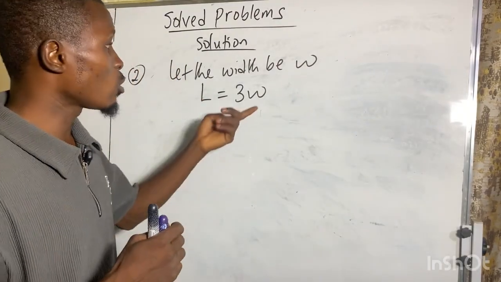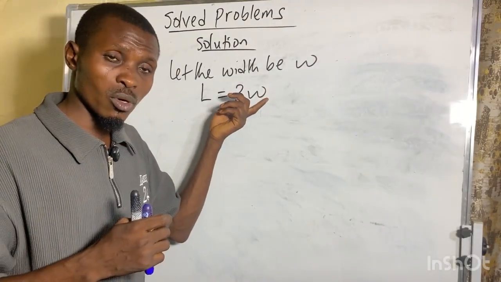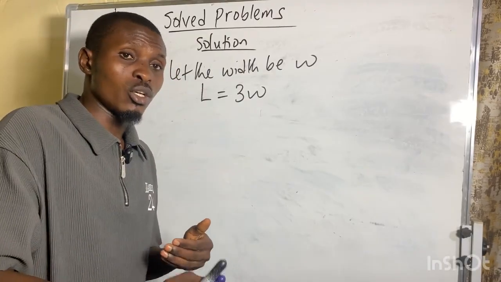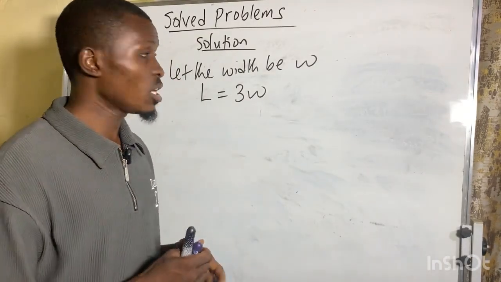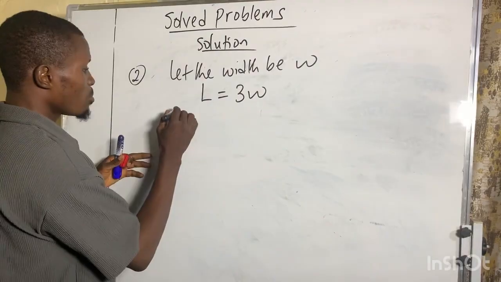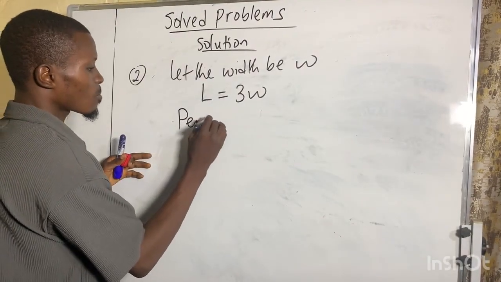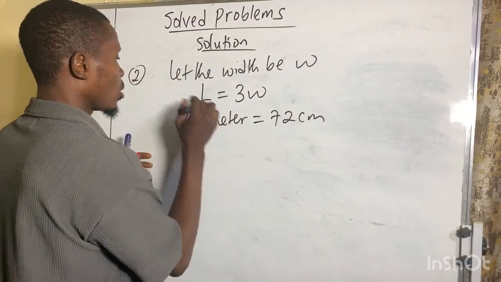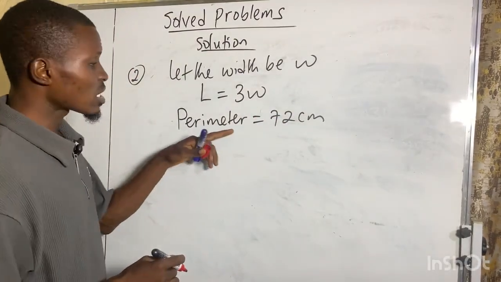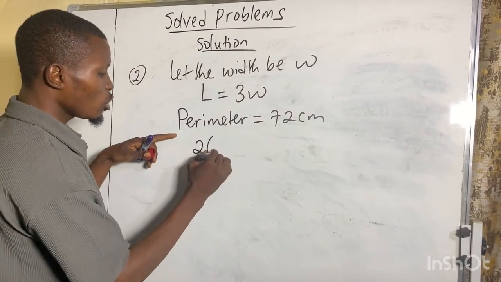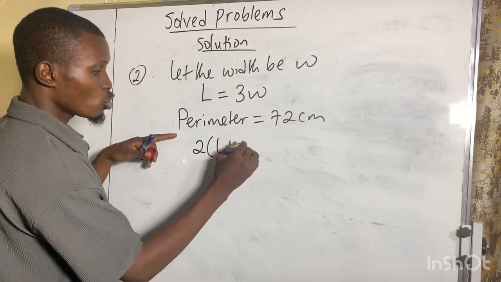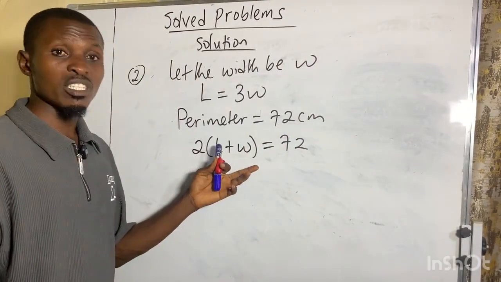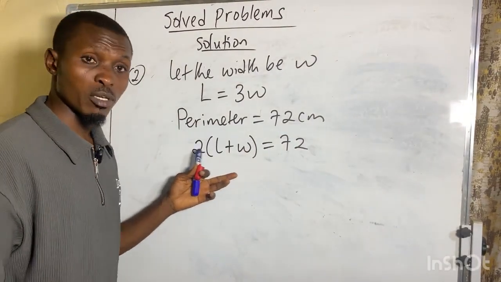This is a wisdom quote, which is practicable in solving math problems. So we are looking for the width. We have the perimeter, so we're going to use the perimeter of the rectangle to obtain the width. From the question, we're given that the perimeter of the rectangle is 72 centimeter. What does this mean? It means 2 into L plus W is 72. 2 into L plus W is the formula for calculating the perimeter of a rectangle.